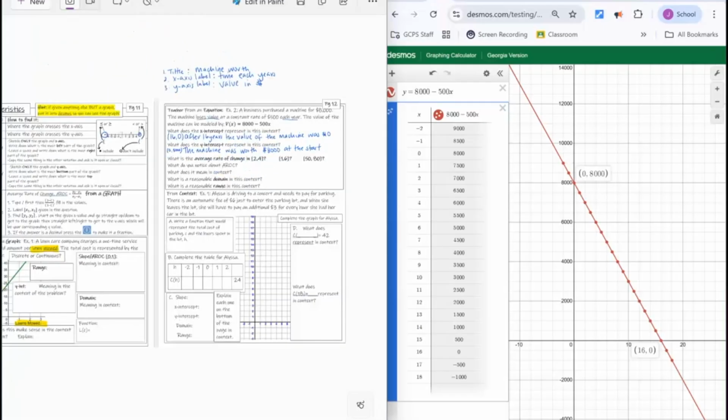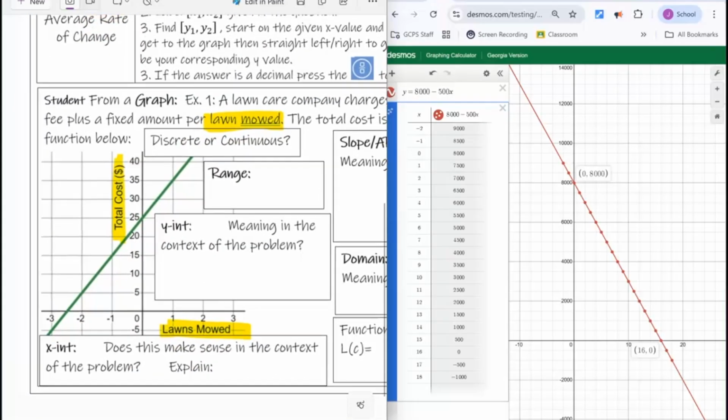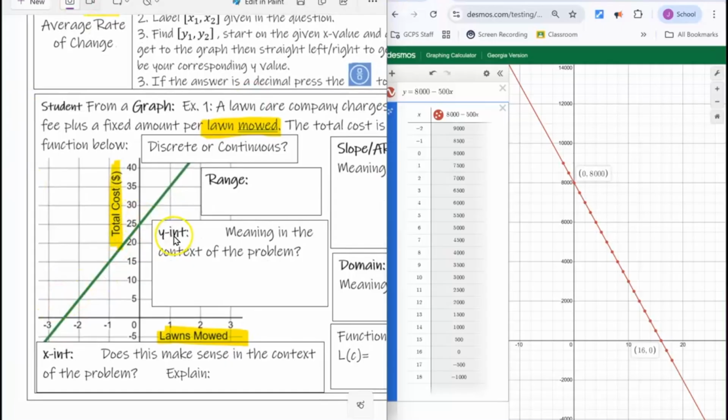Anything like that is fine. All right, so for you, you're going to go in and say, what is your y-intercept? So again, here's your y-intercept. Go ahead and write down your coordinates for your y-intercept. Tell me the meaning in the problem, making sure you use these three things in your meaning. All right, let's practice.